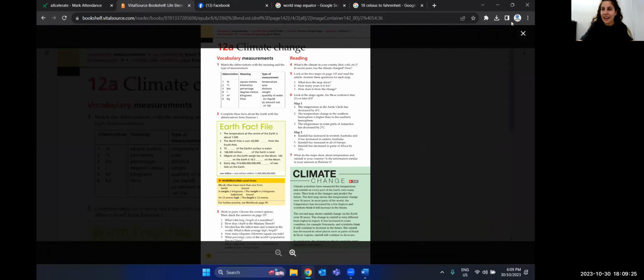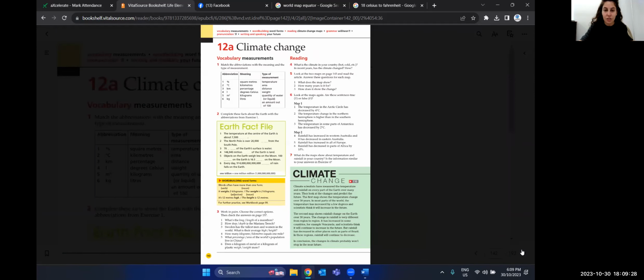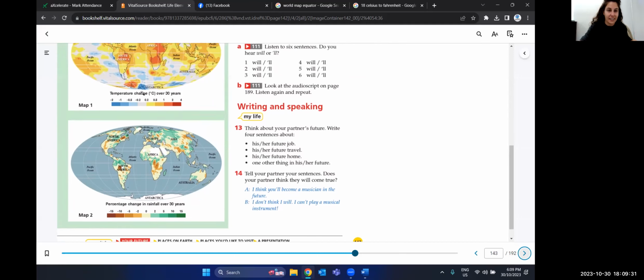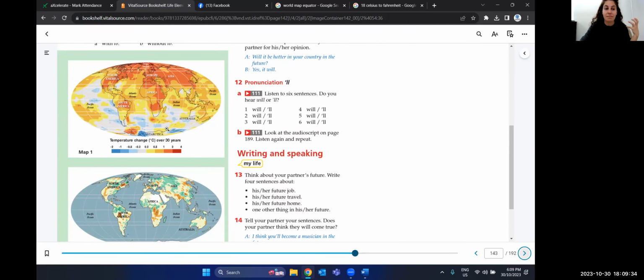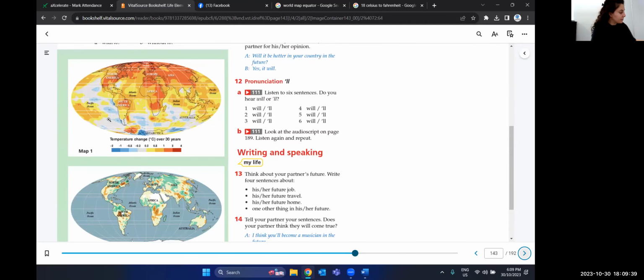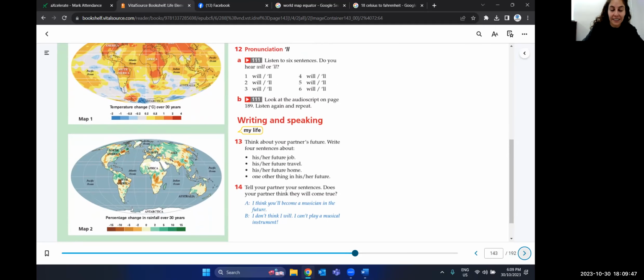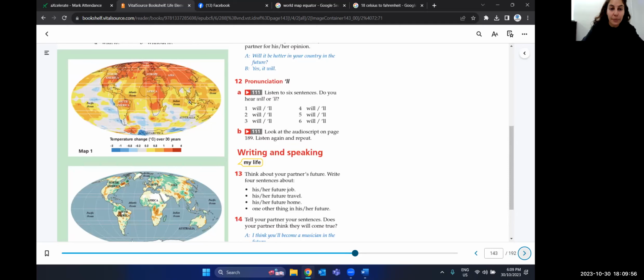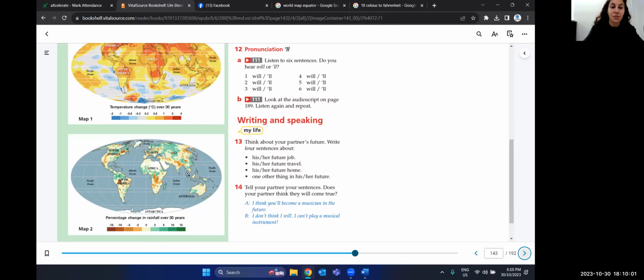Okay, so that was the article, and it was speaking about the two images right here. So these are diagrams, images, map 1, map 2. Map 1, it says it's about the temperature. Map 2 is about the rain. So what's happened over 30 years? We can see what's happened to the temperature in the world over 30 years and what's happened to the rain in 30 years.